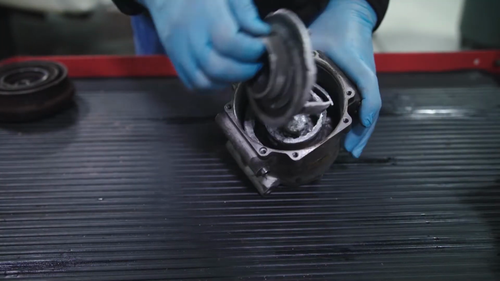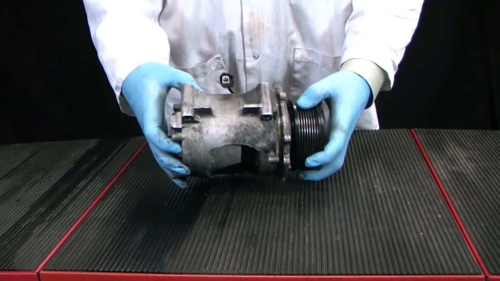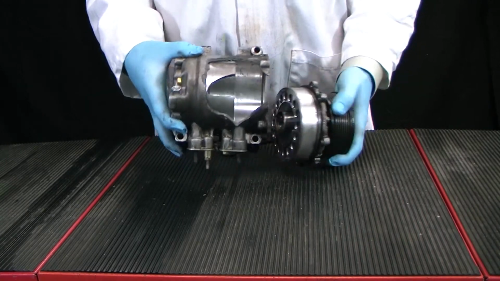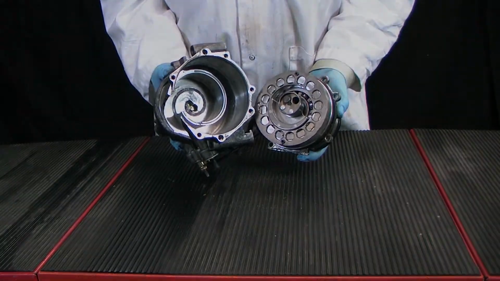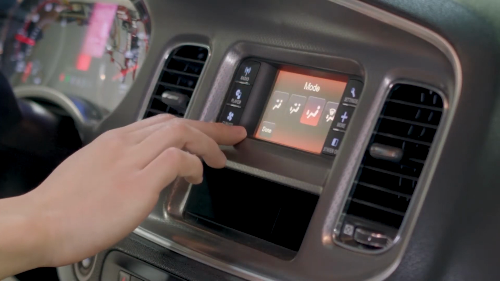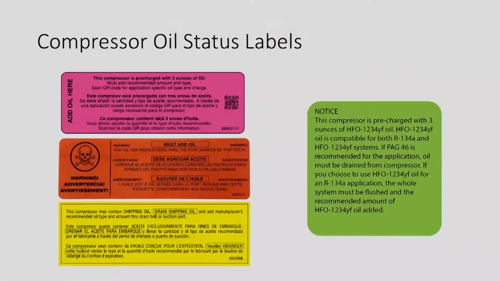Too little oil results in lack of lubrication and eventually the compressor seizes. Too much oil can slug or liquid lock the compressor, causing catastrophic damage. Excessive oil also significantly reduces system performance by forming a thermal blanket on the internal heat exchange surfaces of the condenser and evaporator. To begin answering the questions we posed earlier, it is important to understand our compressor labeling system.